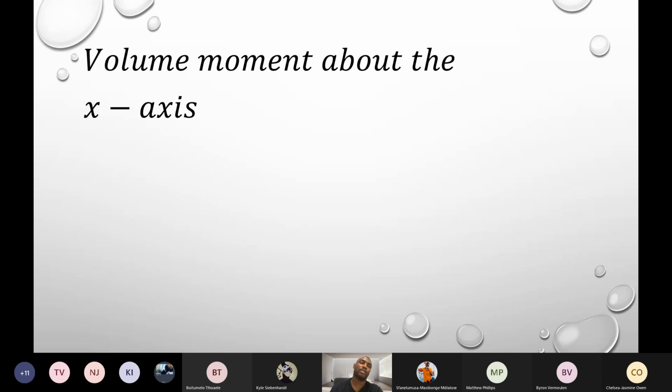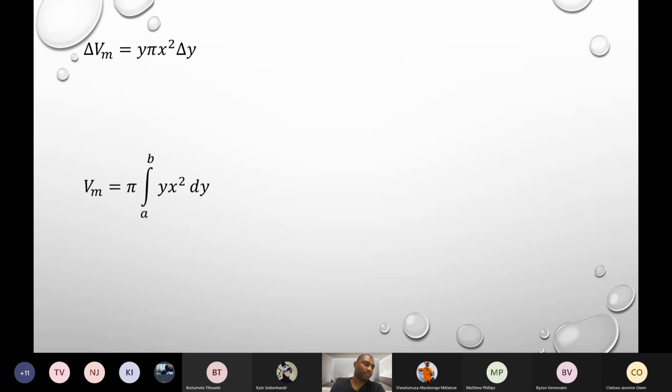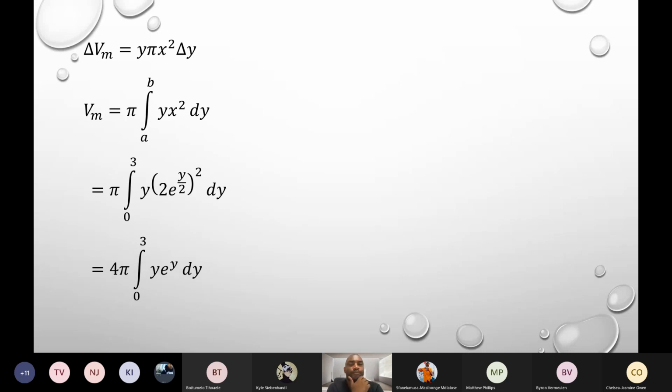Volume moment about the x-axis. So this is the formula for volume moment. Let me just write something. Okay, so this is my R and this is my dV here. You remember when I was telling you that volume moment in the formula should just give you R dV. Then I explained for volume moment how we get the R, and the dV is the volume.